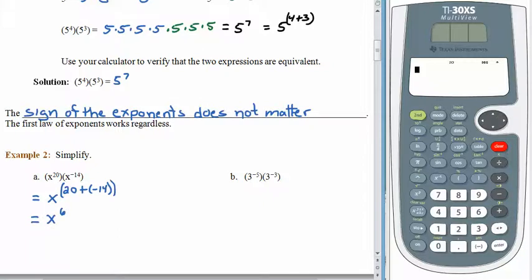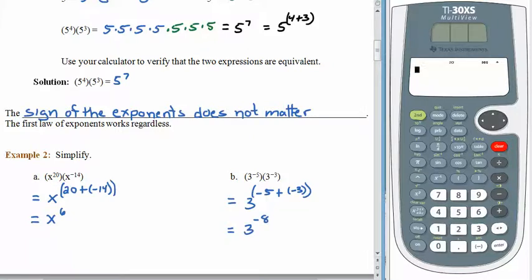Take a second, pause the recording. You try letter B. If you were following the rule, then you kept the same base, and we added the exponents. So we need negative 5 plus a negative 3. And that whole answer is our new exponent. -5 plus -3 is -8.